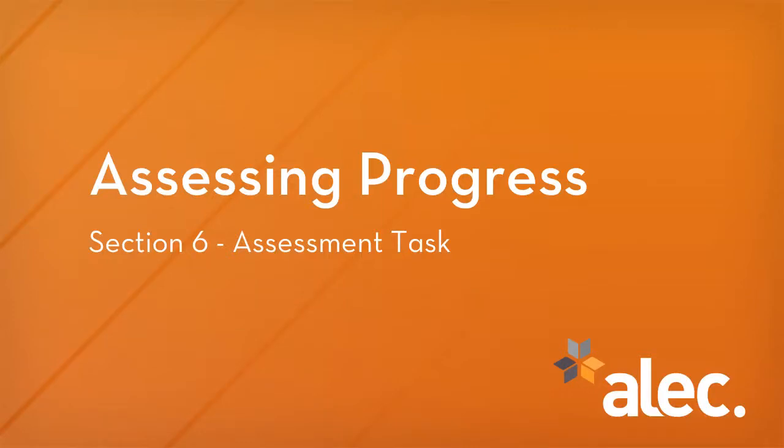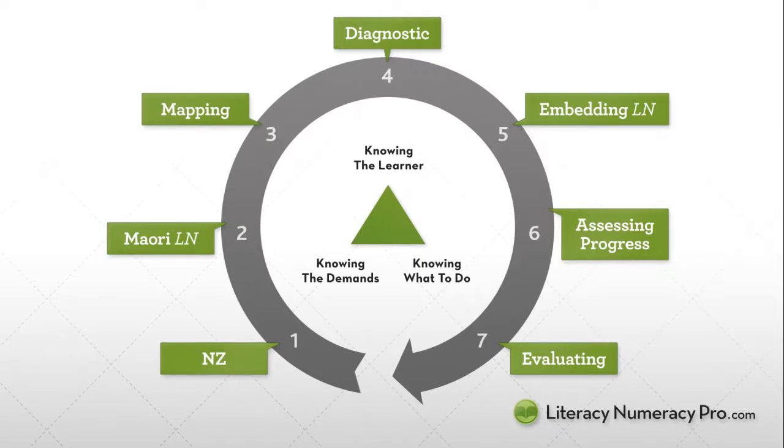Let's have a look at what you need to know for assessment task 6. This relates to assessing your learner's progress. Here's our overview of the course again, so you can see where you're at in terms of the training and assessment tasks. We've worked our way nearly through the whole cycle, and we're up to number 6 here on the infographic. So it's about assessing progress, assessing your learner's literacy and numeracy progress.